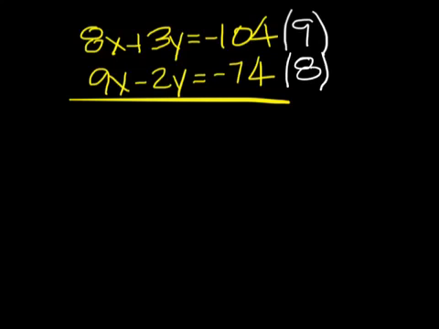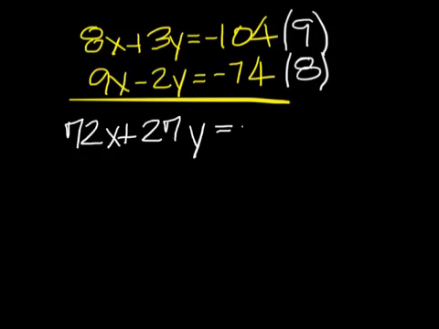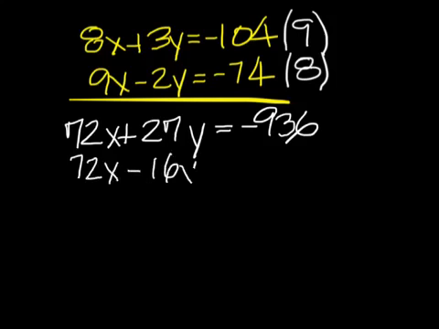On the first equation, multiply through here by 9. So 8 times 9 is 72. 9 times 3 is 27. And 9 times a negative 104 is going to be a negative 936. Now move to the second equation and multiply through by 8. So that would give you 72x minus 16y. And then negative 74 times 8 is a negative 592.